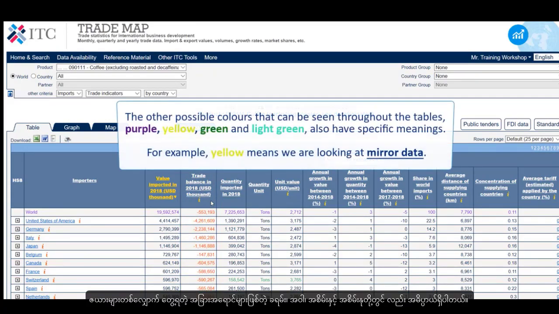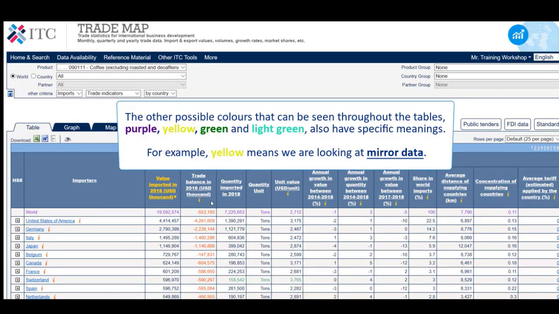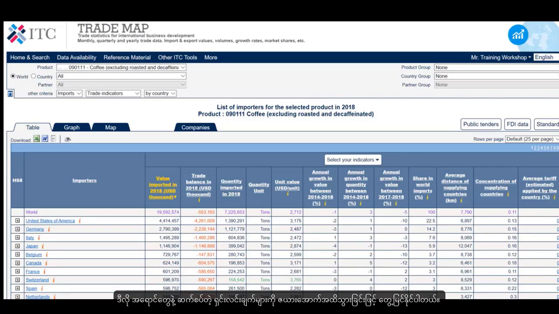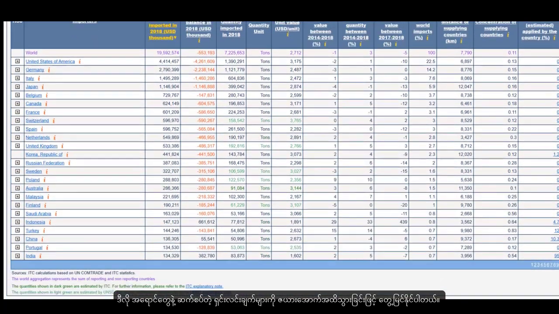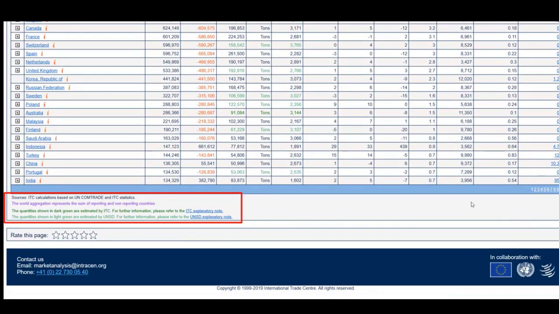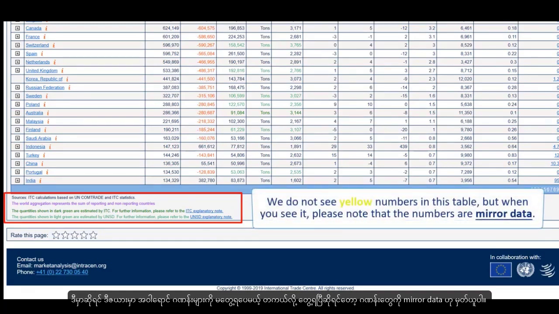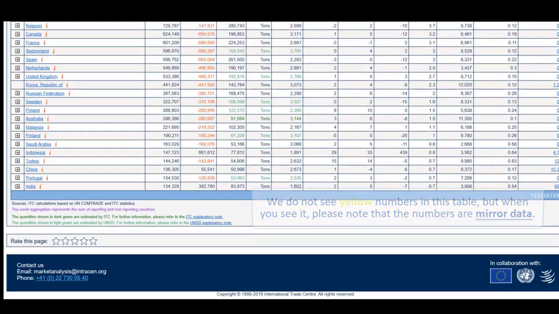The other possible colors that can be seen throughout the tables, purple, yellow, green, and light green, also have specific meanings. For example, yellow means we are looking at mirror data. The corresponding explanations can be found by scrolling to the bottom of the table. In this case, we do not see yellow numbers in this table. But when you see it, please note that the numbers are mirror data.